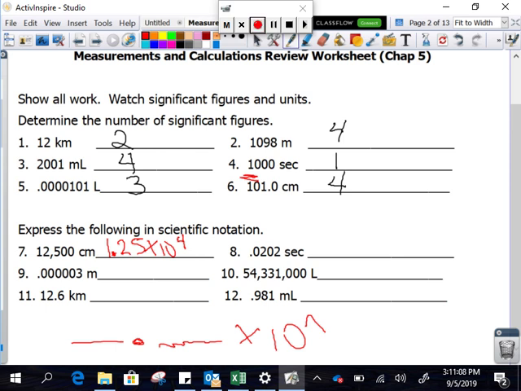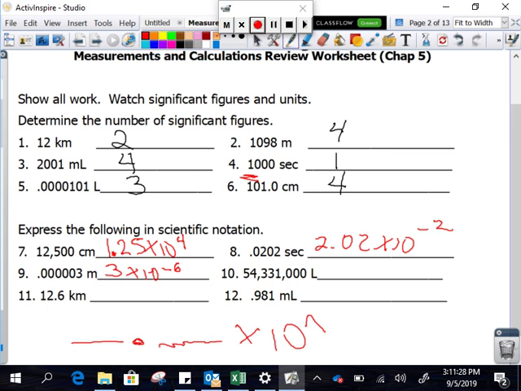Number 8, we have 2.02 times 10 to the negative 2. Yeah. This one, I have trouble counting on the screen here. I think I have to move it 6 times. So it'd be negative 6.